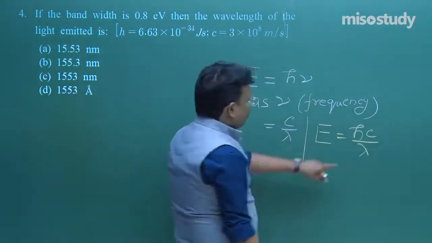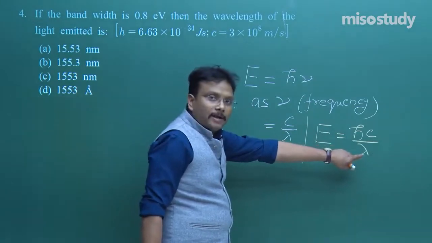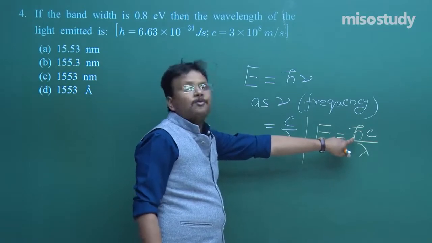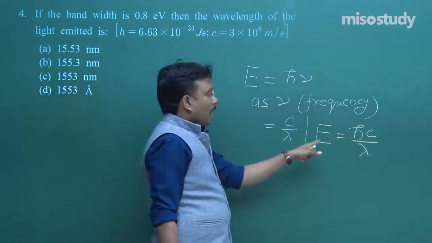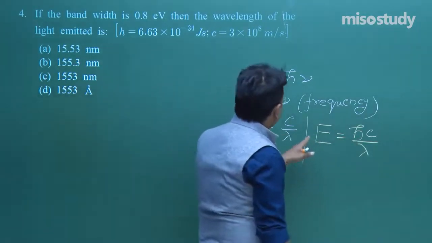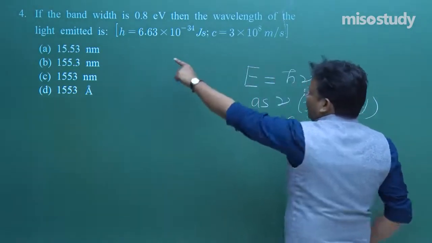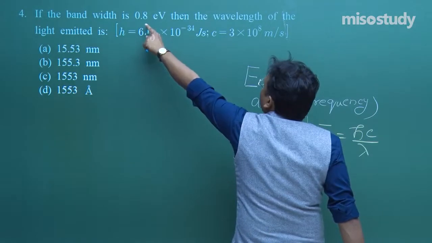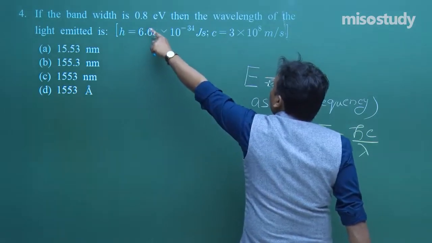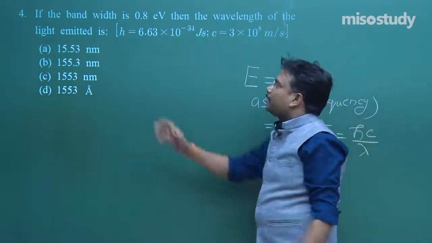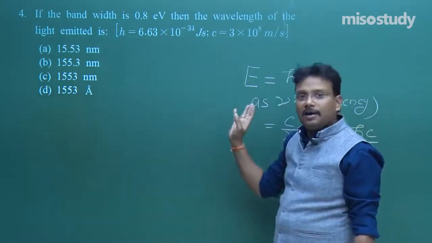Now, the value of lambda you are supposed to find. C is 3 into 10 to the power 8 meter per second, H is 6.63 into 10 to the power minus 34, and the value of energy which is given over here. Now, here you have to work out something. Why? Because it is given in 0.8 electron volt. So, multiply this 0.8 by 1.6 into 10 to the power minus 19, accordingly you can get the result, fine.